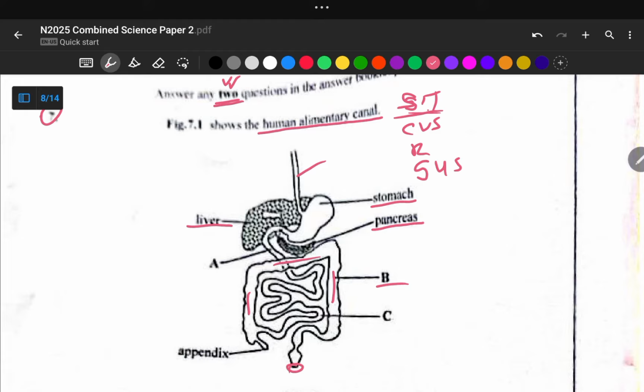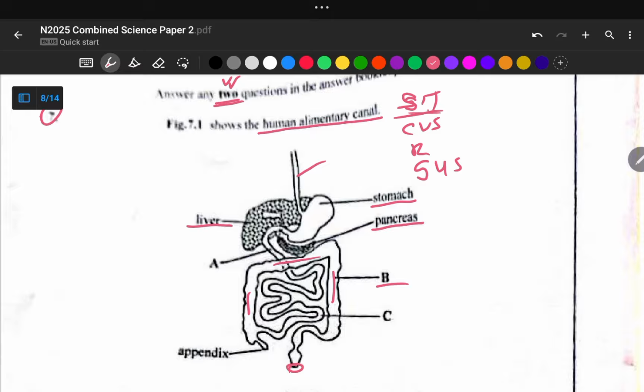You need to have a general appreciation of these structures, know the functions, and also relate the structure to the function. How is the ileum adapted to its function? How is the stomach adapted to its function, right?